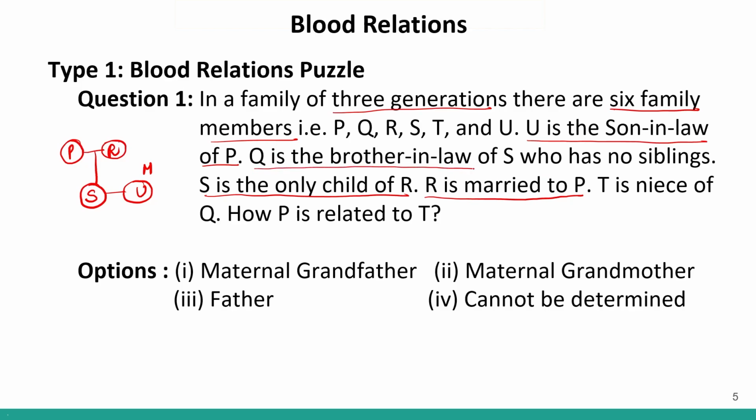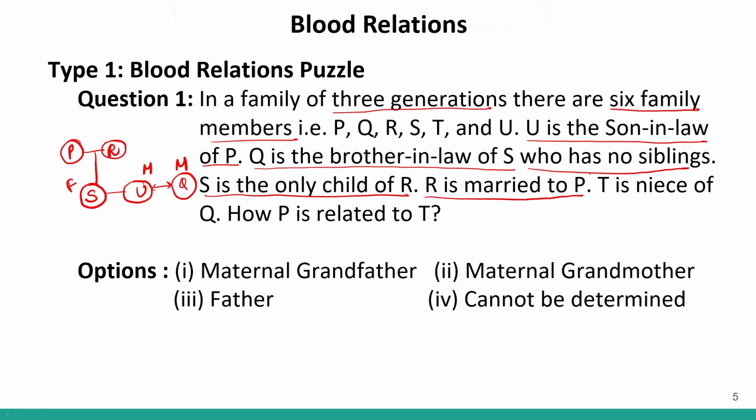Q is the brother-in-law of S who has no siblings. So S has no siblings, it is already given to us. Q is the brother-in-law, that means Q will be the brother of U. If Q is the brother of U, only then Q will be the brother-in-law, in-law relationship. That means brother of your spouse. Q will be the brother-in-law of S. Correct? So this much we can draw now. If U is male, S will be female because U is married to a female. So S will be female.